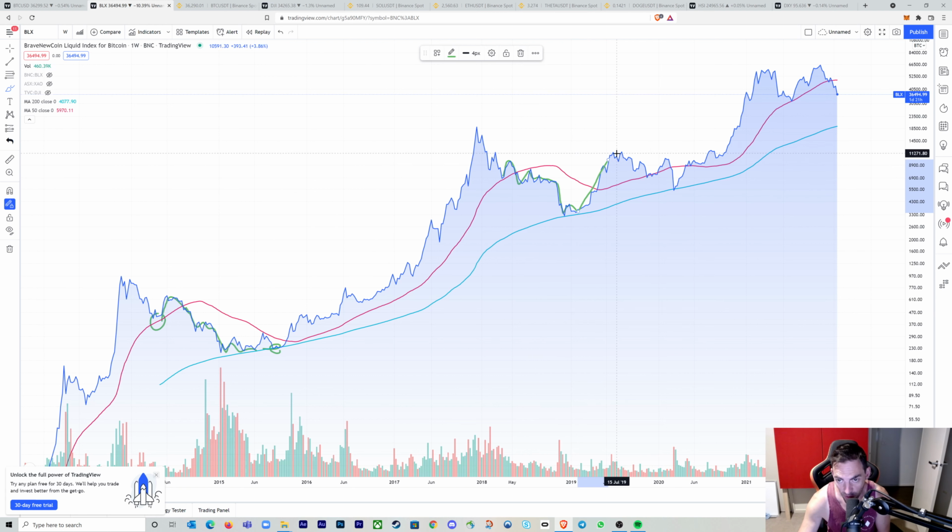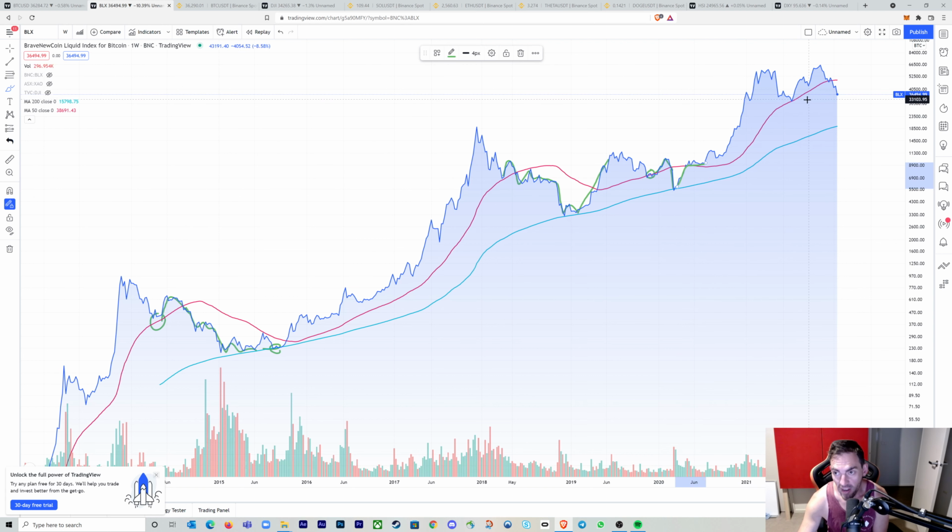And you can see here in the 2019-2020 mini rally we had here, again, we bounced off the 50-week moving average. We came up with a dead cat bounce. Once we went through the 50-week moving average, we then fell all the way down again to the 200-week moving average before we reset and went off to the next cycle.